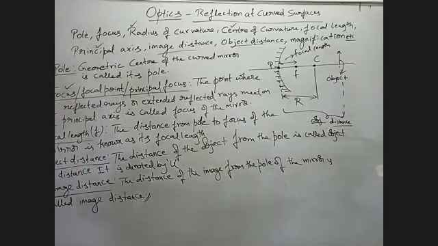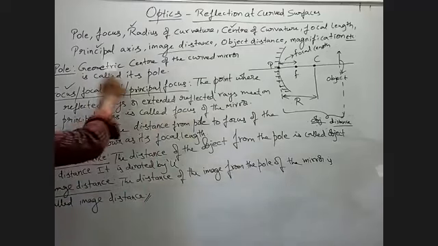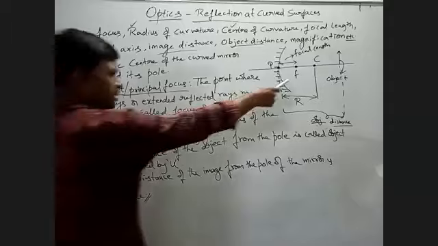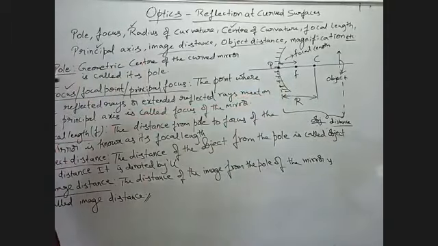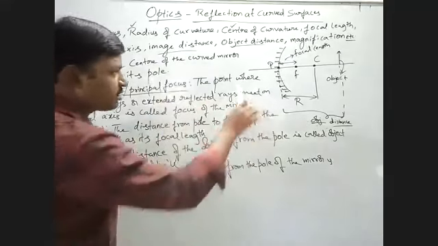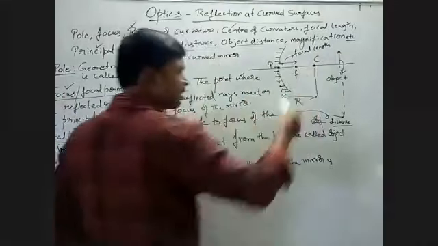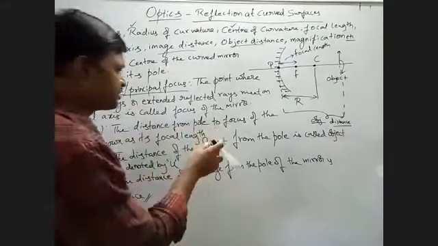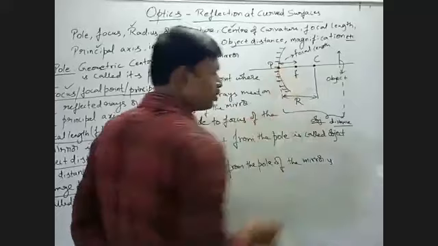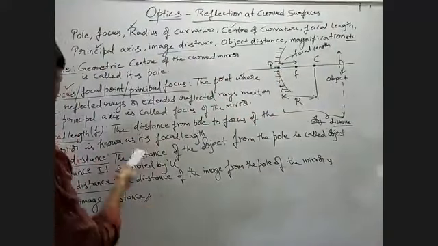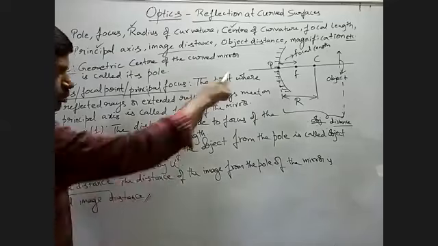Okay, so we will have a quick look at this. Pole is nothing but the vertex of the mirror. Focus, or focal point, or principal focus, is the point where the reflected rays meet on the principal axis. The point should be on the principal axis. Then focal length is the distance from the pole to the focus.